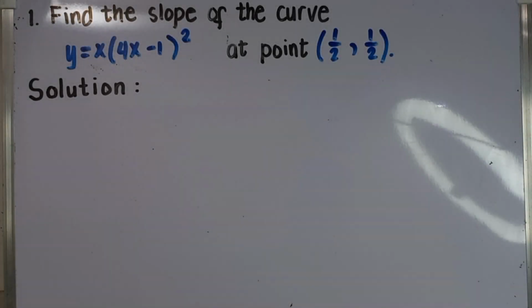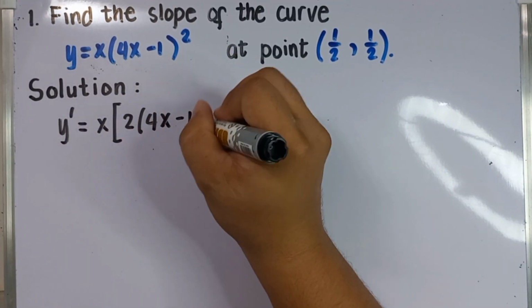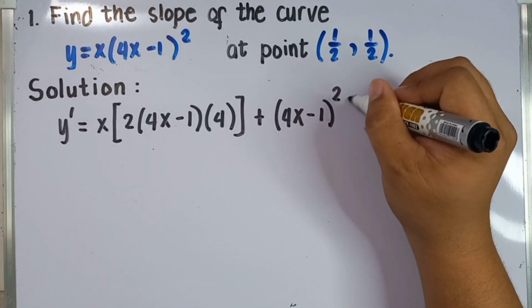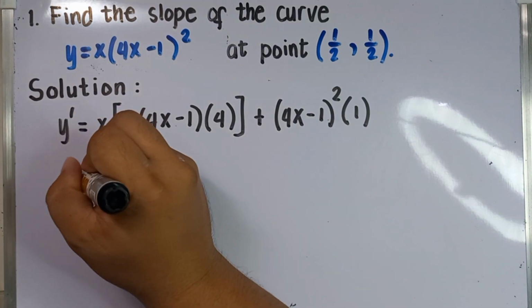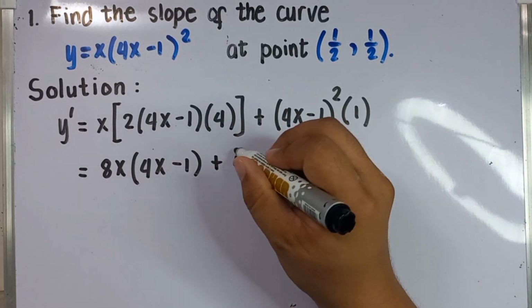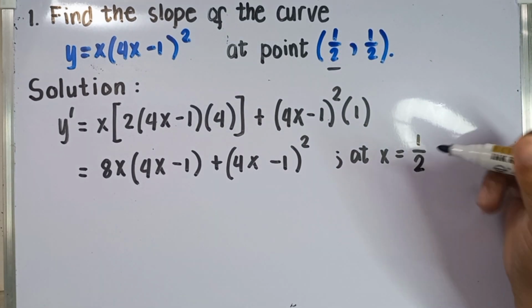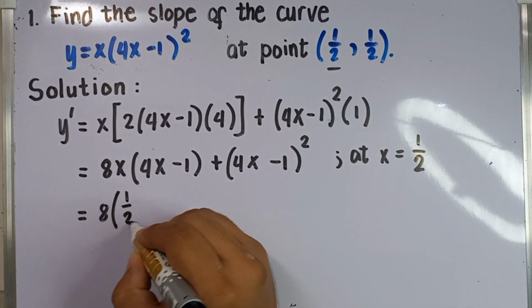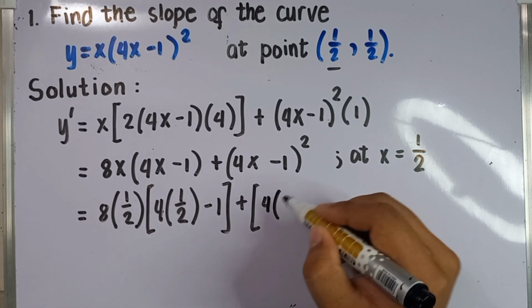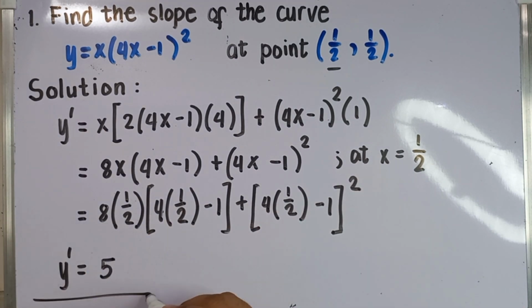For the second item, the curve is y equals x times the quantity of 4x minus 1 raised to the power of 2, and the given point is 1/2. To differentiate, we will use the product rule. Then solve for the value of the slope at point x equals 1/2. And the slope is 5.